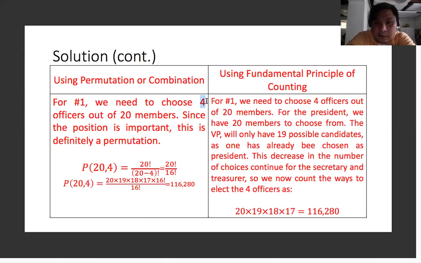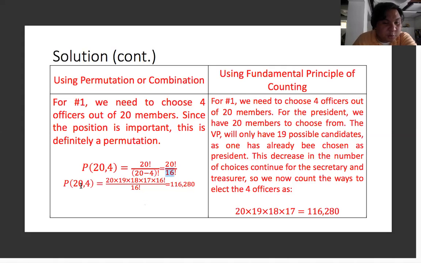Now, since the position is important, we definitely know that this is going to be a permutation. So thus, we set it up. P20 taken 4. So that is simply 20 factorial divided by 20 minus 4 factorial. Take note, the denominator here is the difference of the two numbers here. Then you take the factorial. So you don't put here 4 factorial, you put here the difference between 20 and 4, which is 16. That is the number you are going to take the factorial of.